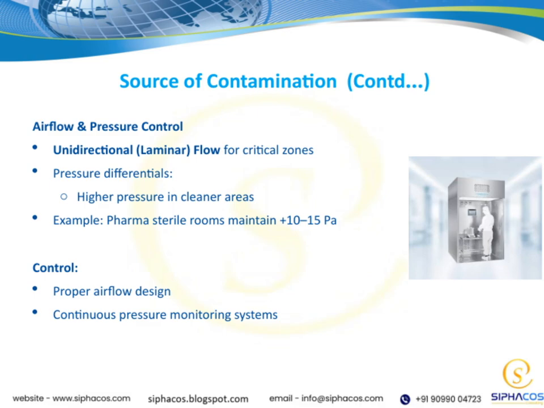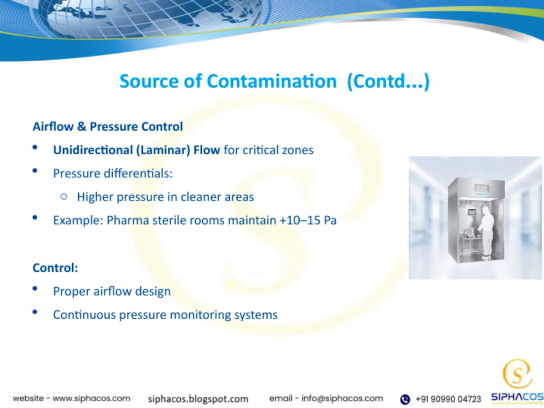Let's continue by looking at how airflow and pressure control play a crucial role in contamination prevention. In critical zones, we often use unidirectional, or laminar, flow to ensure that air moves smoothly and consistently in a single direction. This minimizes turbulence and helps carry away contaminants effectively. Now, pressure differentials are also vital. We maintain higher pressure in cleaner areas compared to surrounding spaces. For example, in pharmaceutical sterile rooms, we typically keep a pressure of +10 to +15 pascals. This positive pressure acts like a protective barrier, preventing contaminated air from entering these sensitive environments.